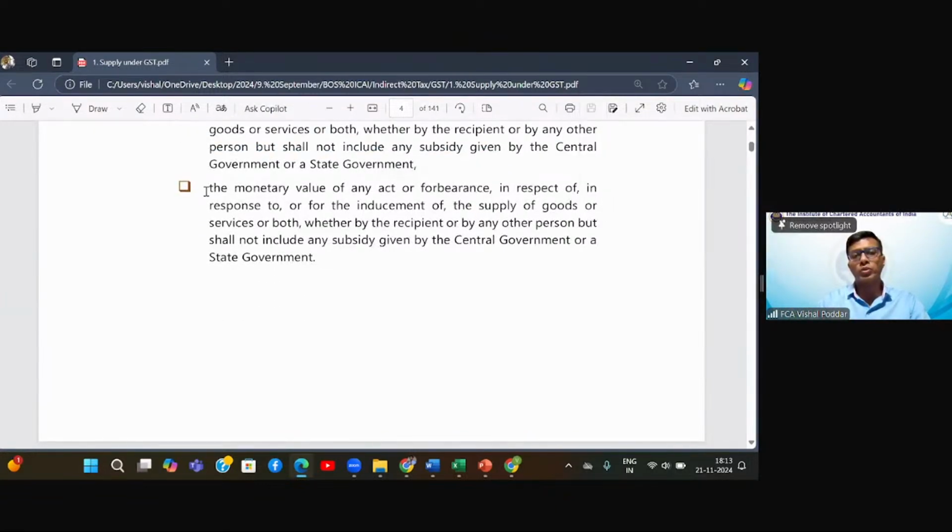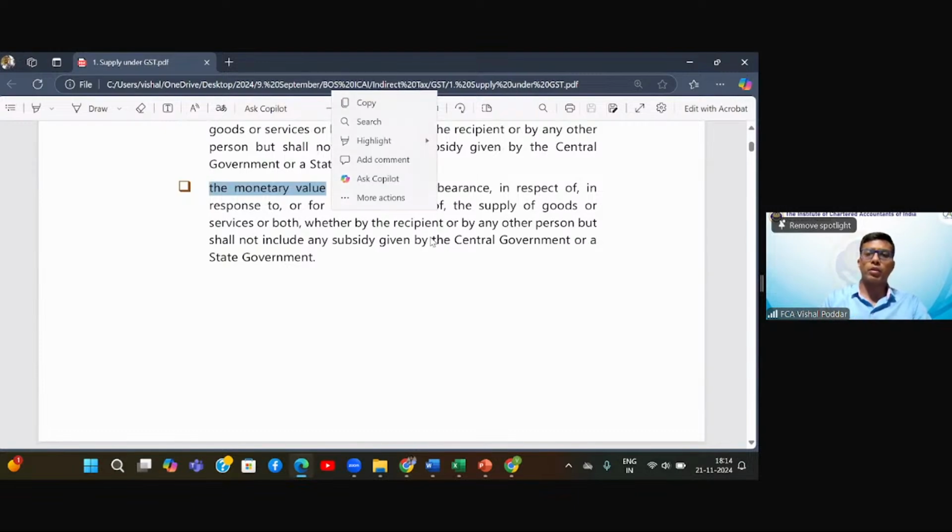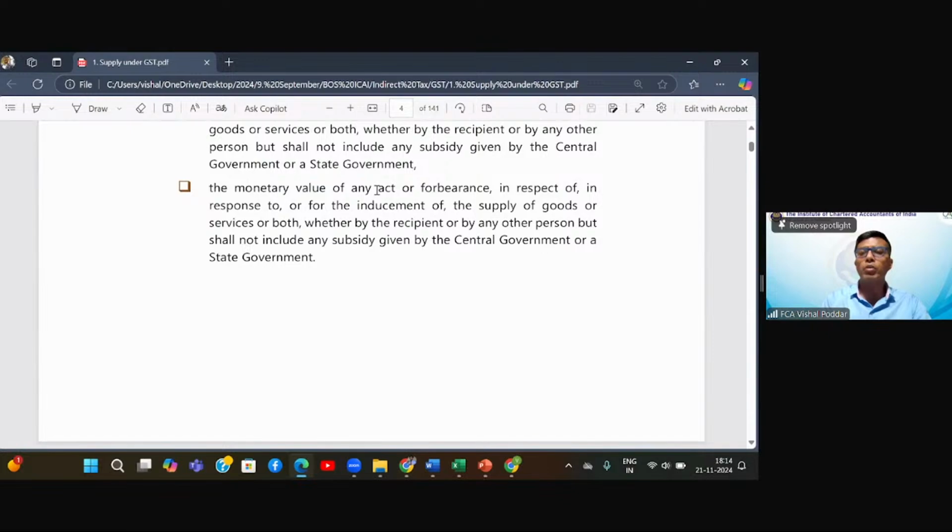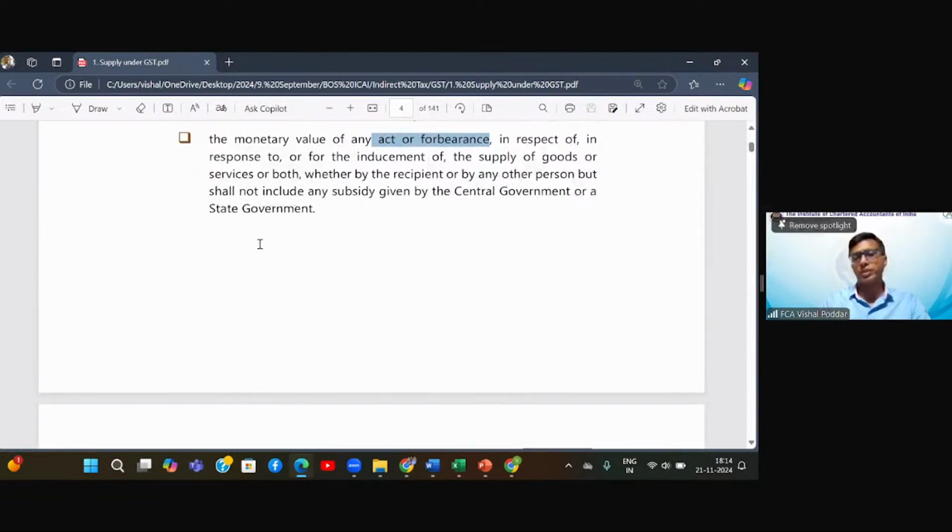Further, consideration will also include the monetary value. Monetary value of what? That I have given you a supply, and in return, quid pro quo, what you are doing? You are agreeing to do some act, or you are agreeing not to do some act. So even this, if you remember the Contract Act, this term you had studied first time in the Contract Act, agreeing to do something, agreeing not to do something, which is called forbearance. So where against my supply, either you agree to do some act or you agree not to do some act, those can also be regarded as consideration, but as they are non-monetary, what will be consideration? It is the monetary value. Again, it should be in respect of, in response to, etc. That is, it should have a quid pro quo relation with the supply.